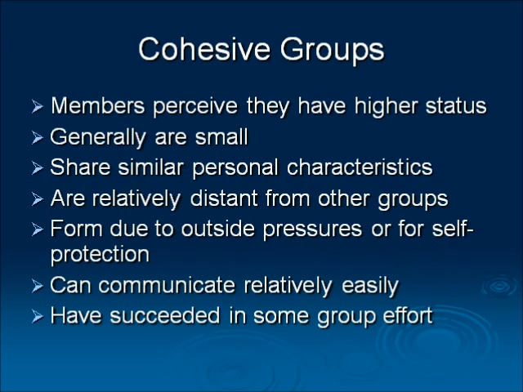Work groups are most cohesive when group members are perceived as higher in status than non-members, when the group is generally small in size, when members share similar personal characteristics such as age, gender, and interests, when the group is located physically apart from other employees, when the group has been formed for self-protection or due to other outside pressures, when group members can communicate with one another relatively easily, and when the group has been successful in some previous group effort. This often encourages members to seek new group objectives.